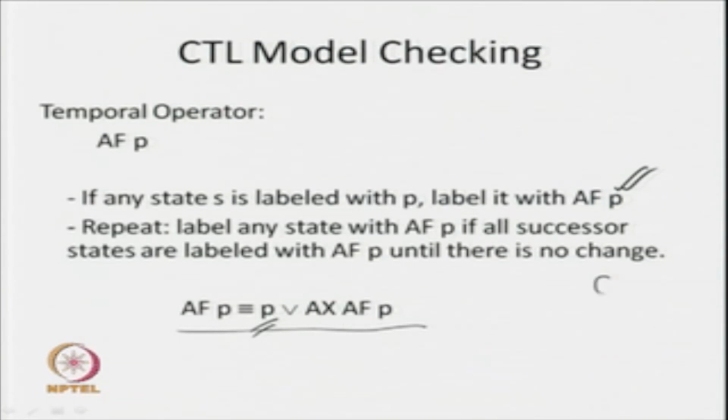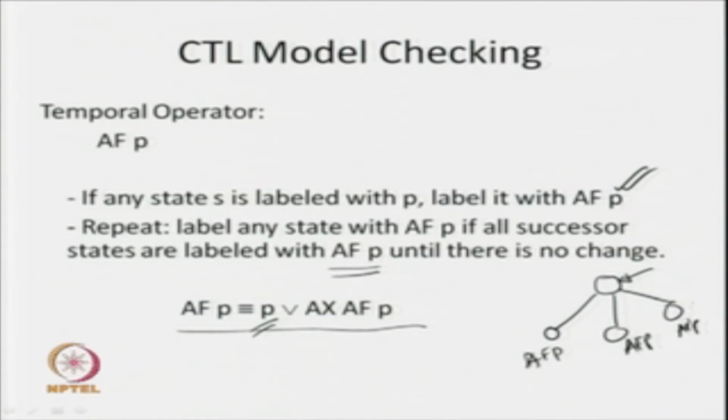So, that means either P is true over here, or whatever states we are going to get, say here, in all of them AFP is true. So, in all next states AFP is true. So, if that is there, then we can include this particular state in the set of states where this given formula AFP is true. That is why I am saying: label any state with AFP if all successor states are labeled with AFP. Okay, we are iteratively going to label it.